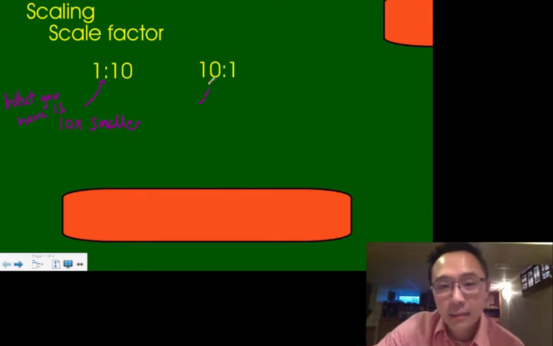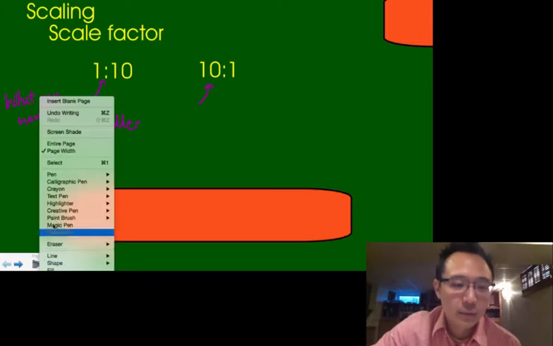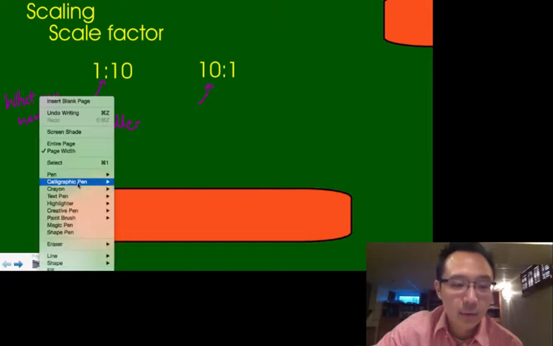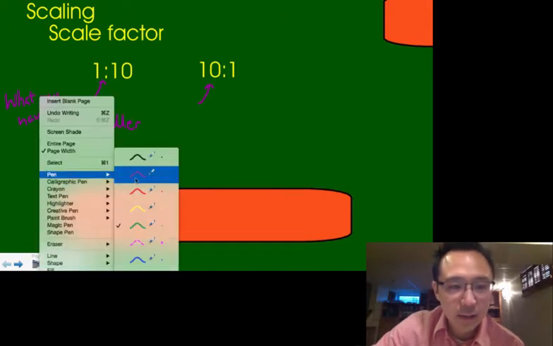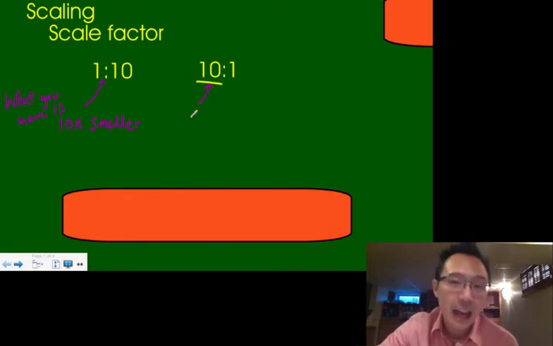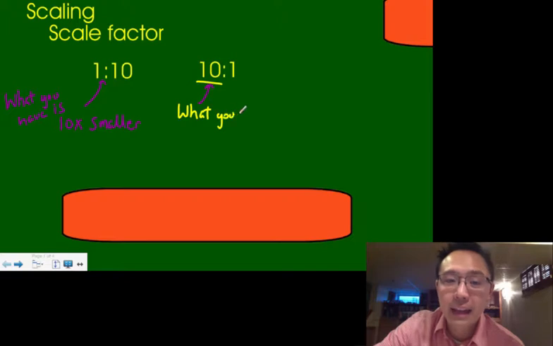And since this one has, I'm going to change colors. Seems like purple is not a very good fit for this. Oh, green is going to be even worse. Green on green. Let's just stick to yellow. Since the first number is 10, that means that yours is going to be 10 times bigger than the actual. So what you have is 10 times bigger than actual.